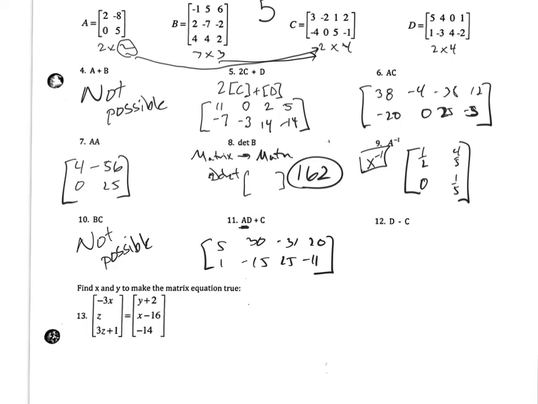On subtraction, you want to change all the signs on the second one. The dimensions have to be exactly the same in both in order to subtract, and they are here. So it is possible to subtract.